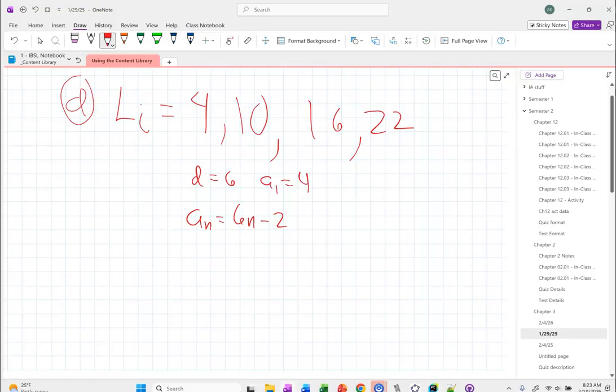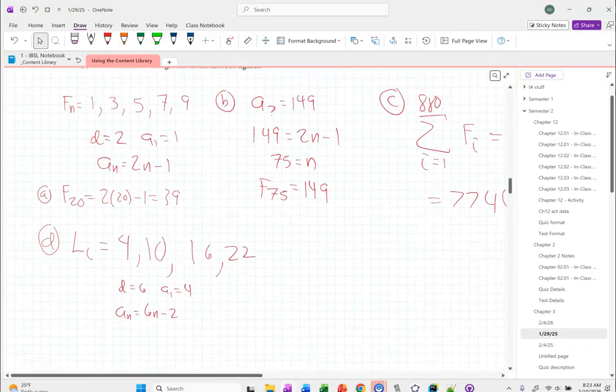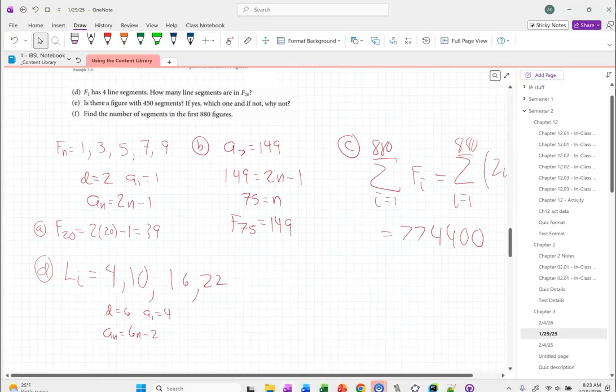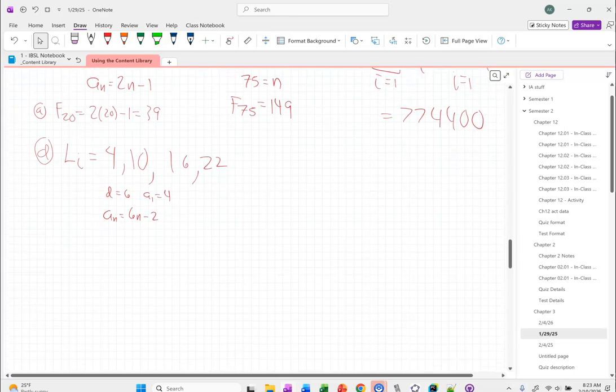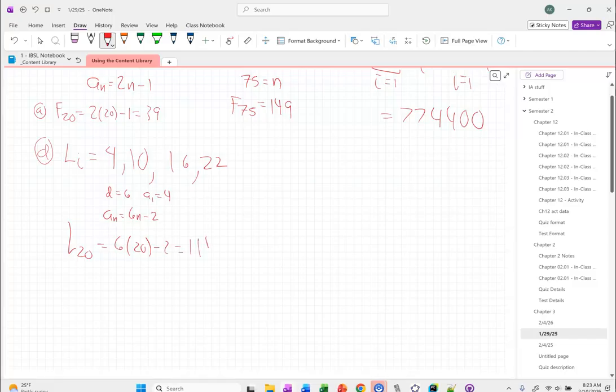Again, I shortcutted typing it through the formula, or plugging it into the formula. And I forgot what we're doing with this. How many line segments are in F20? So I need L20 then. And that's easy. I just plug it into my new formula I wrote. Is everybody feeling all right? So far, so good.